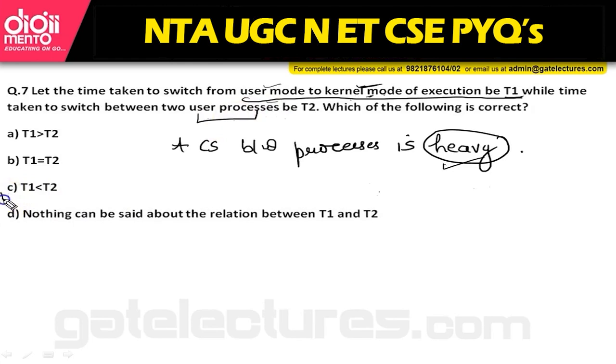So obviously T1 will be less than T2, because in T2 we have a lot to do while doing the switching, and in T1 there's nothing much. We have already maintained our PCB, and a few more instructions will be added, and we are good to go. So C is the right option here.